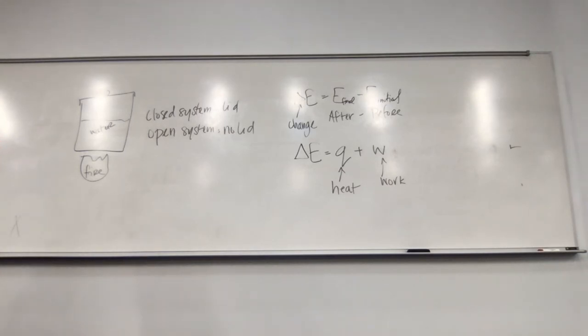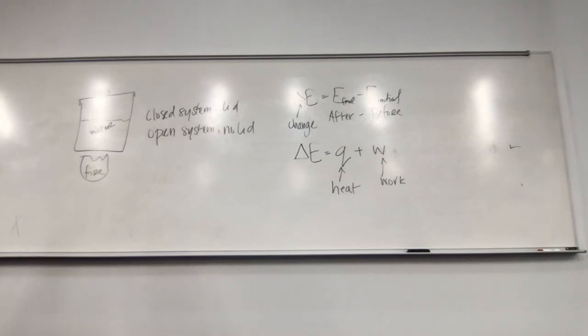Work done on the system by the surroundings is positive. Work done, if the system does work on the surroundings, work is negative. Delta E, the system gains energy when it's positive, and energy is lost to the surroundings when it's negative.